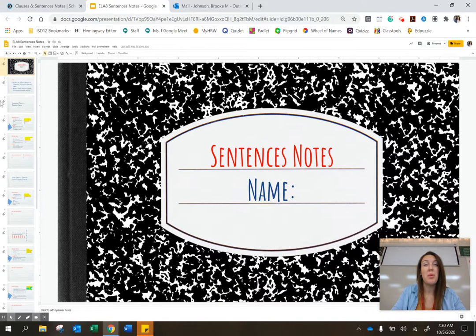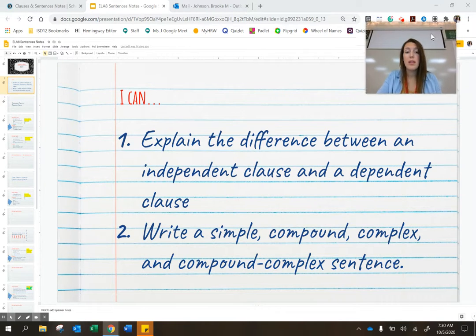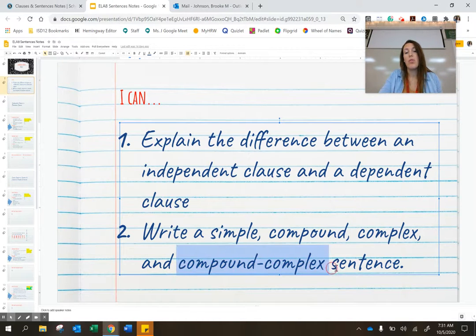A lot of this should be a review from last year, in 7th grade when you did clauses and sentences. So your two I can statements are explain the difference between an independent clause and a dependent clause, and write a simple, compound, complex, and compound complex sentence. So the first three should be pretty familiar, and this is the only new one we're really adding this year. And then we'll review all the other things.